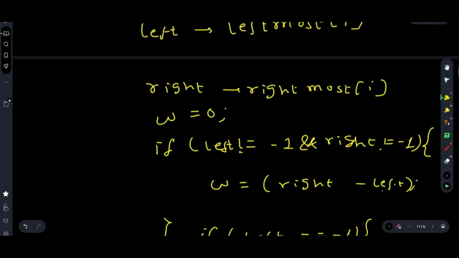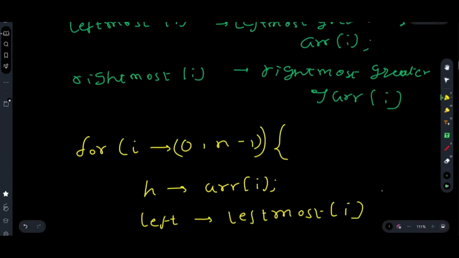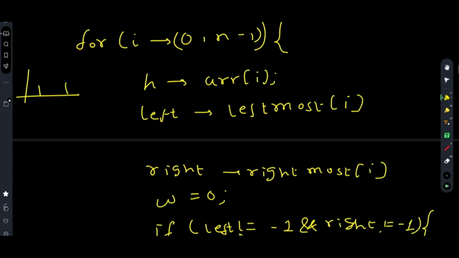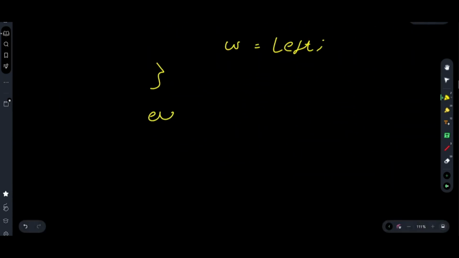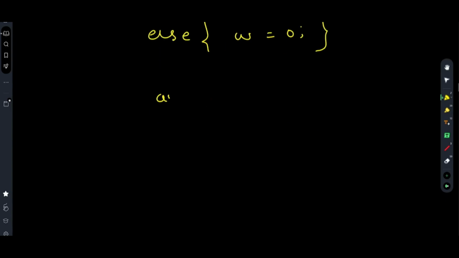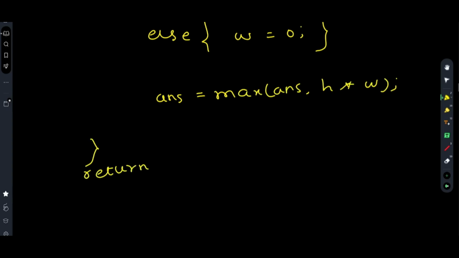For example, for this particular guy, there is nothing on the left, nothing on the right. So basically, this weight is 0. So else, I know it doesn't really matter, but let me write it. Weight equals 0. Ans equals max of ans comma h into weight, and finally we'll return the answer.